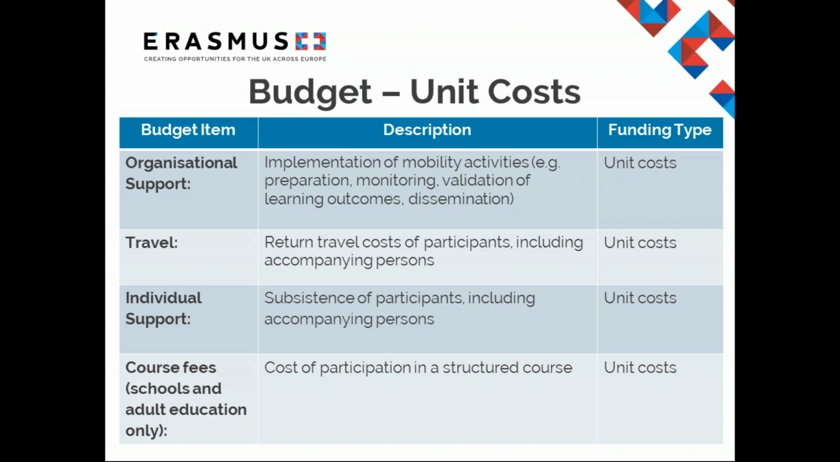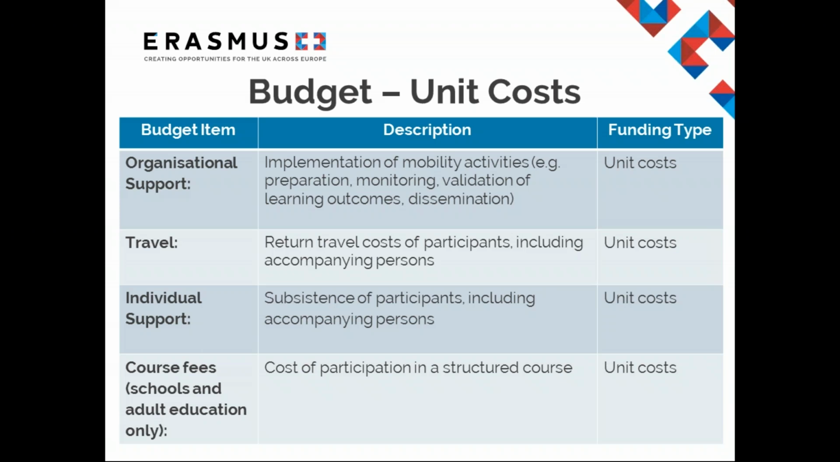Individual support covers the day-to-day expenses of mobility participants while on mobility, including accommodation, food, and local transport. You can also request individual support for one travel day before and one after the mobility. Course fees provide a contribution towards course fees for staff training within schools and education projects, and is paid at a flat rate per day. Please note that this is capped at a maximum of €700 per participant.